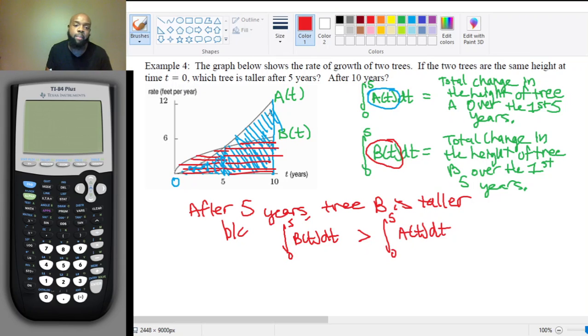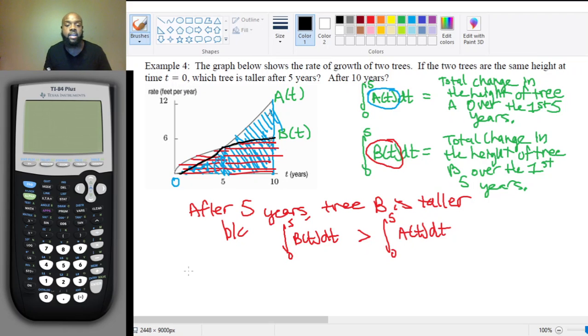They share this common area here. So the common area that they share, now I've messed up my picture, but they share this from 0 to 10. This is tree B having more area, and this is tree A having more area. And of course, this blue area is bigger than this red area that I shaded in.